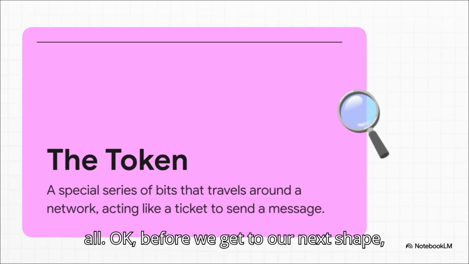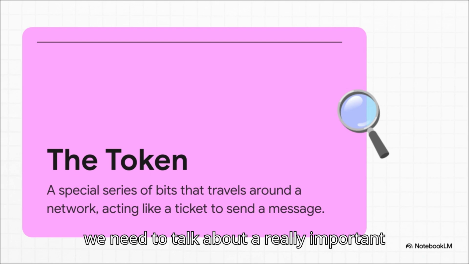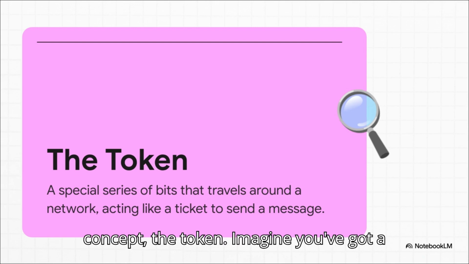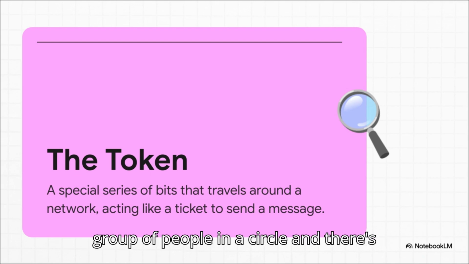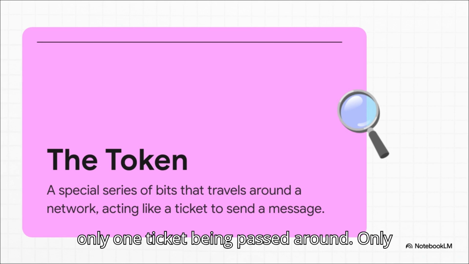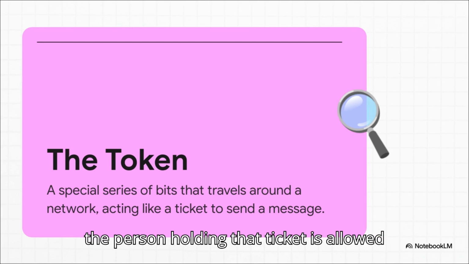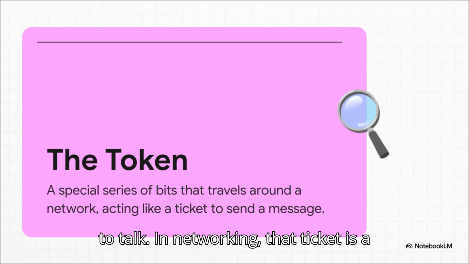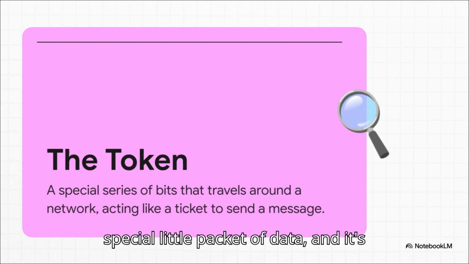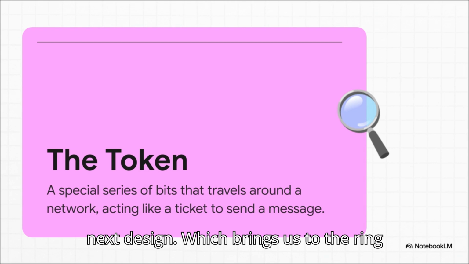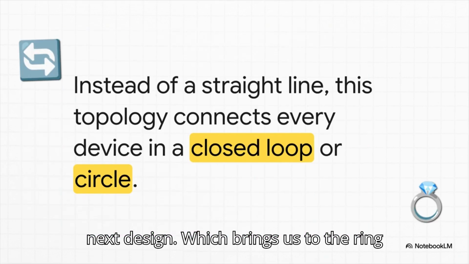Okay, before we get to our next shape, we need to talk about a really important concept, the token. Imagine you've got a group of people in a circle, and there's only one ticket being passed around. Only the person holding that ticket is allowed to talk. In networking, that ticket is a special little packet of data, and it's the key to keeping things orderly in our next design. Which brings us to the ring topology.